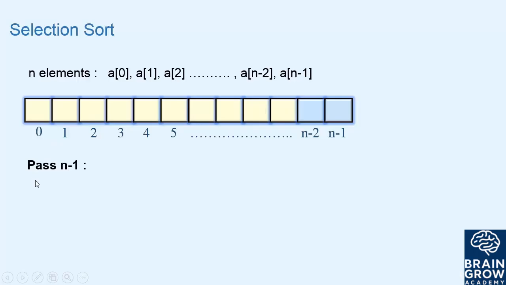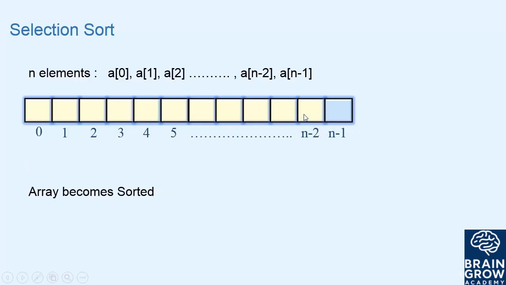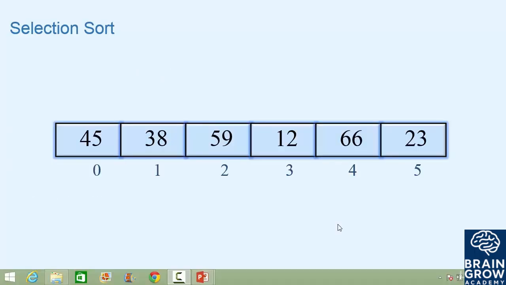And in the last pass, which will be n minus 1th pass, we'll find the smallest element from these two and swap it with element AN minus 2. So after n minus 1 passes, this portion of array has become sorted, and this element will obviously be the largest element left. So we can say that the whole array has become sorted after n minus 1 passes.